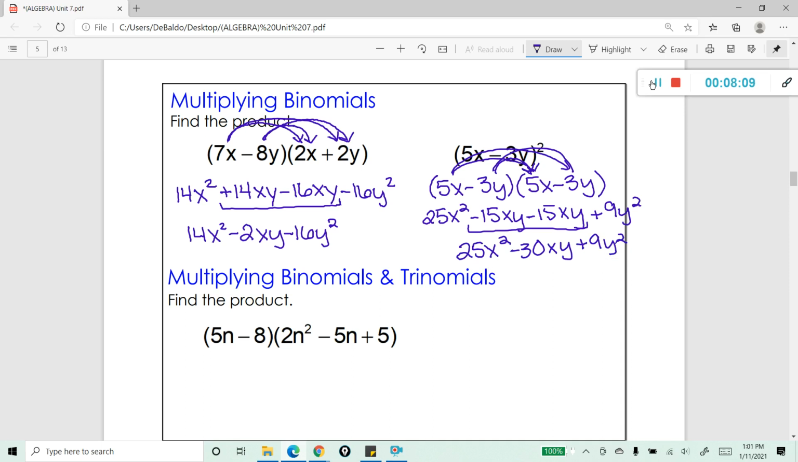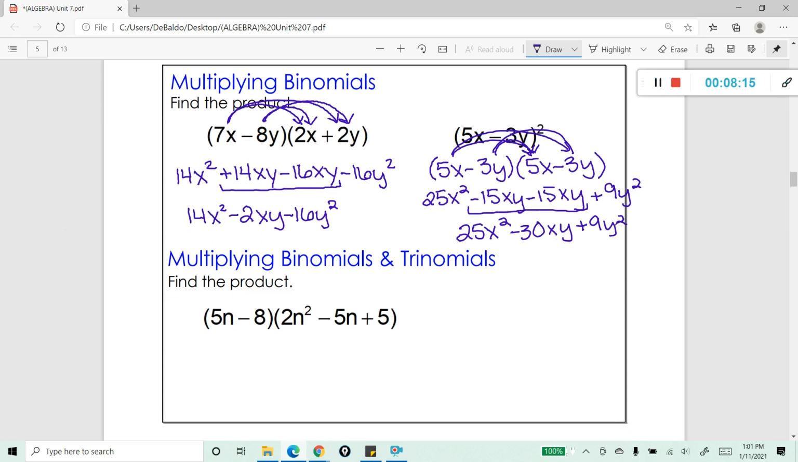All right, let's do one more multiplying, one that we haven't done so far. Let's multiply a binomial times a trinomial. It looks pretty complex, but really all you're doing is the distributive property twice. What I mean by that is pick one of your terms. I always like to start with the first one. And I'm going to distribute 5n into each of the terms in the trinomial. And be very nice and neat and organized as you do this.